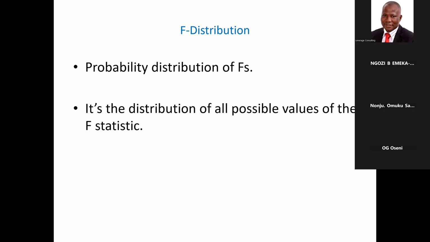But before we go into that, let's talk about the F distribution. The statistic in ANOVA is the F statistic. The F distribution is just like any other probability distribution. It's a form of continuous probability distribution, just like chi-square and t.